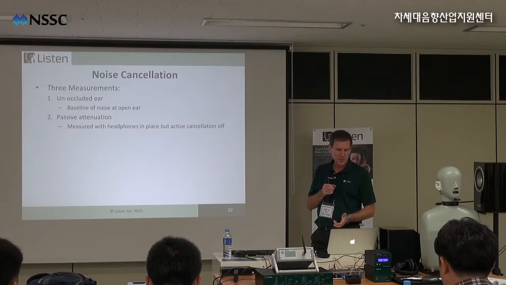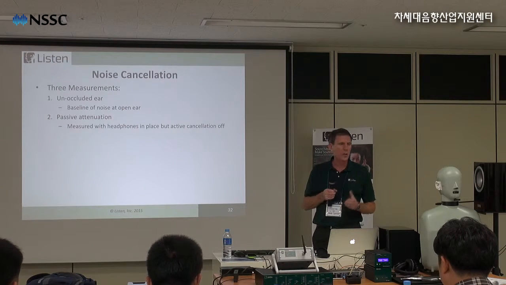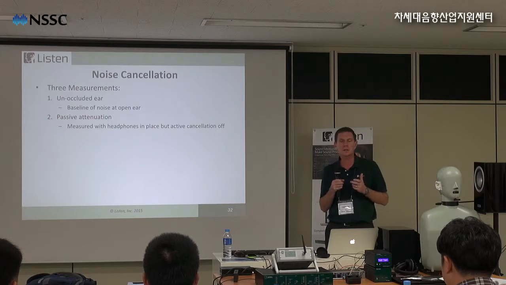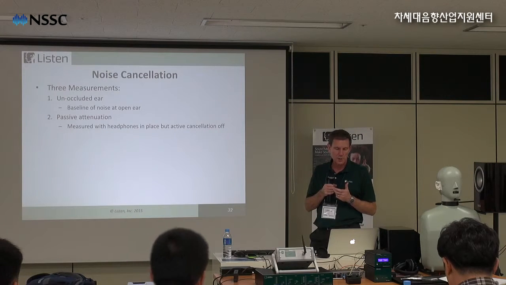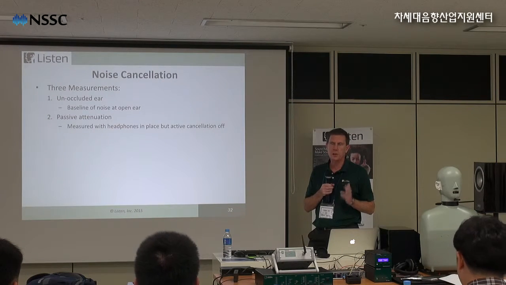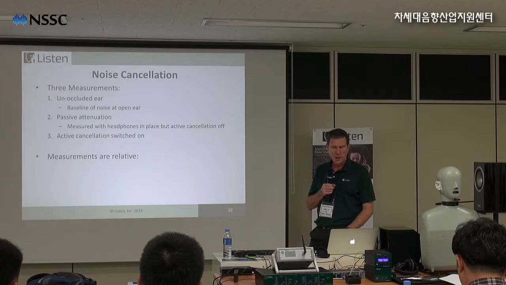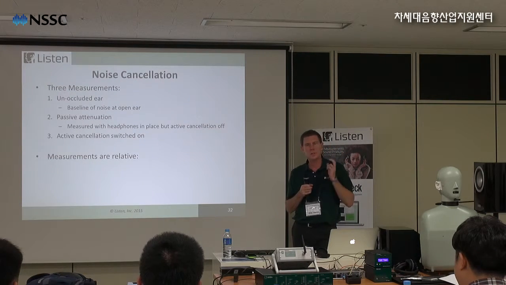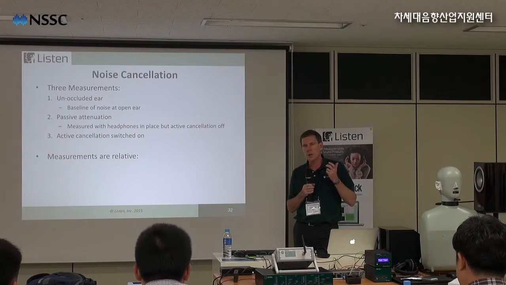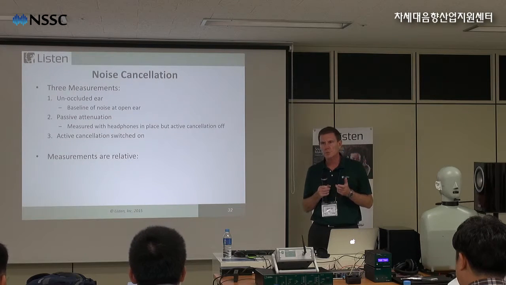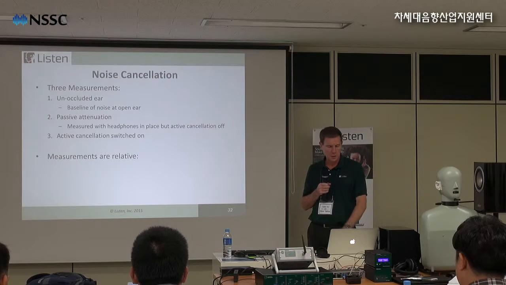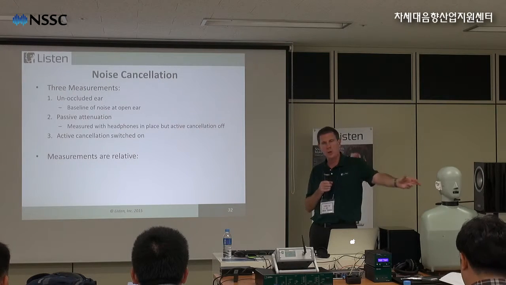And then passive attenuation is, again, with the headphone on, but without the noise cancellation circuit, or the cancellation circuit off. Then I turn the active cancellation circuit on and measure again. And the important thing here is what I'm looking for is attenuation. I want to know how much noise gets reduced. So we're going to look at relative measurements relative to what we call unoccluded.